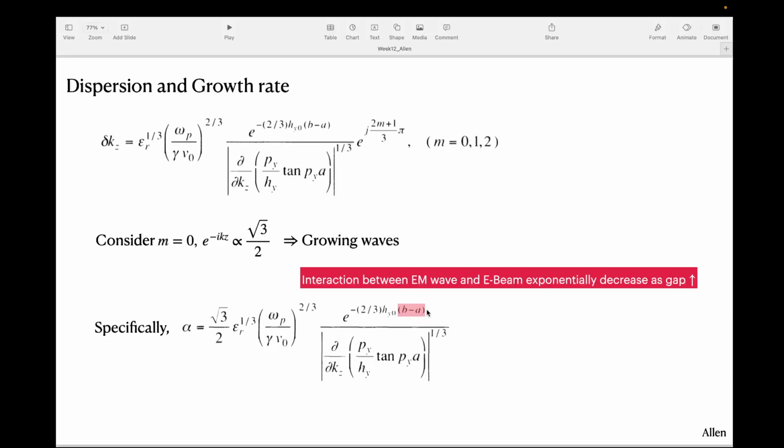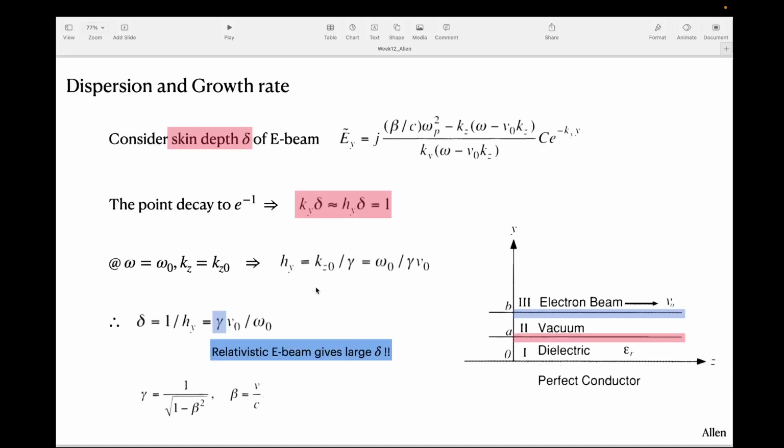The larger this distance is, the smaller the growth rate is, and this is understandable because the longer the distance, the lower the interaction between them.